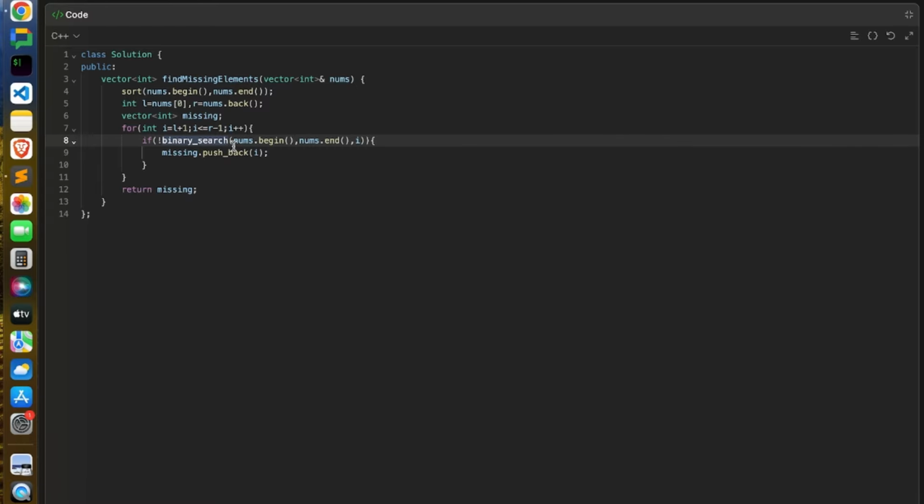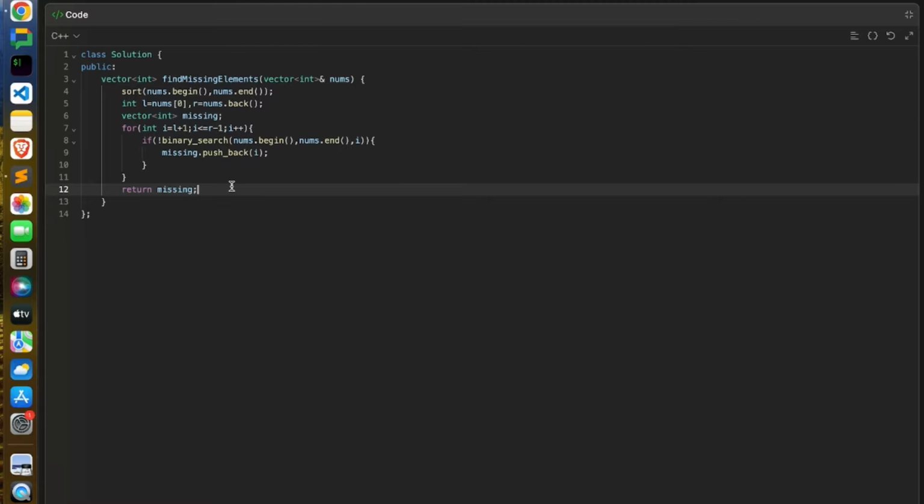So apply binary search with nums.begin, nums.end, and the current value i. This will be true if i is present in the nums array, otherwise it will return false. If it is false, it means the number is not present, so this is a missing number. Just push it into the missing vector, and at the end return this missing vector, right? So yeah, I hope you understand.